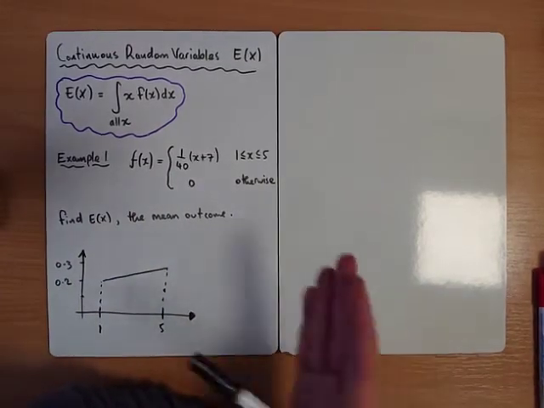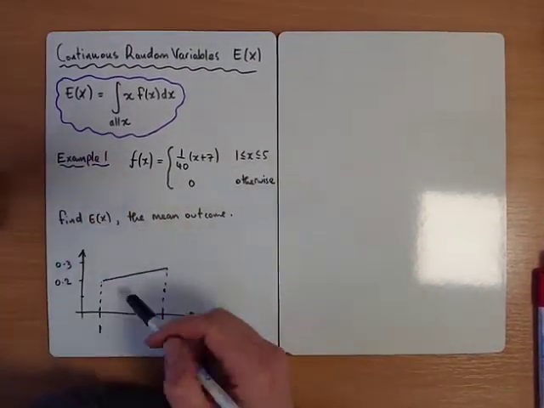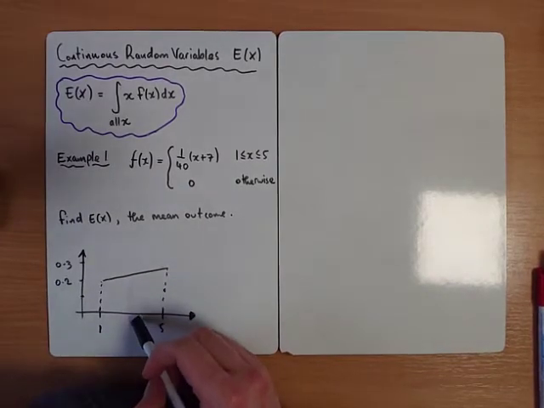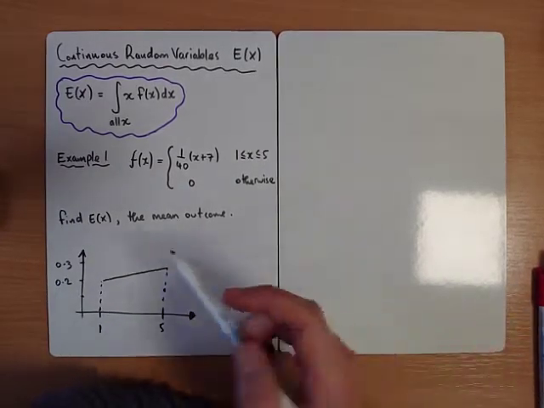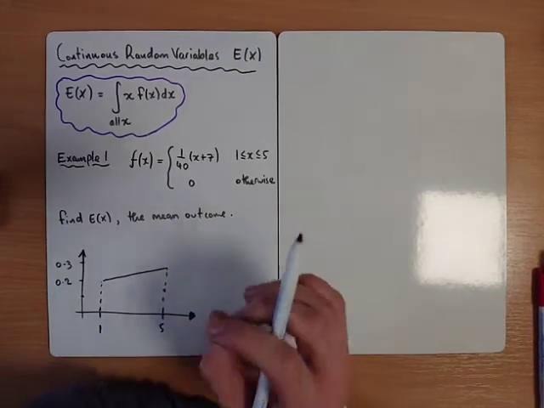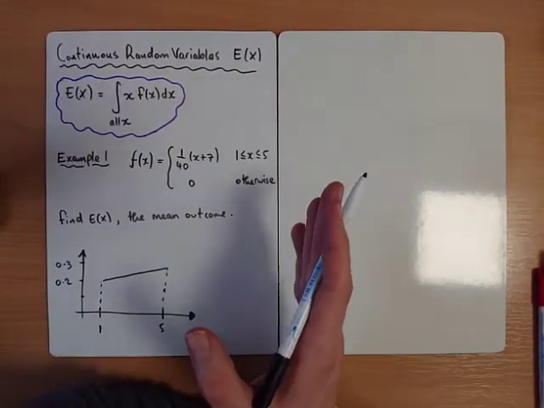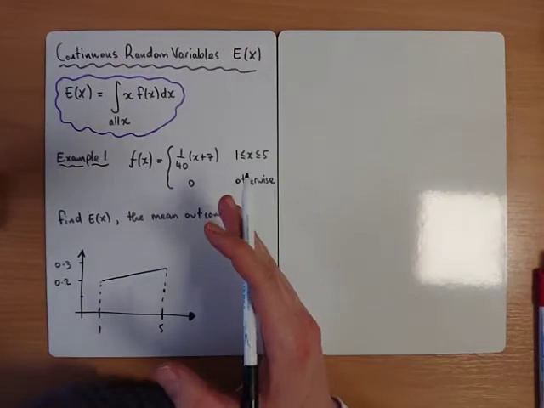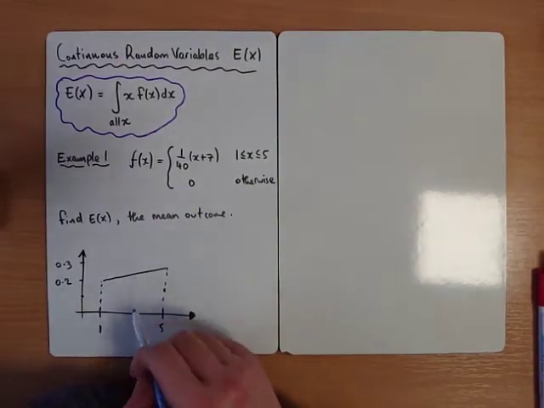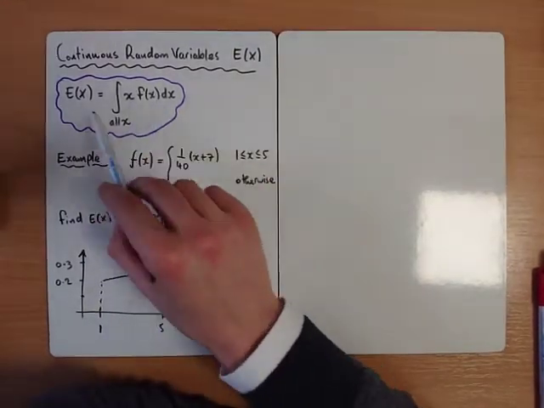You don't need to do this, but it's nice to give you a feel for the answer. I would expect the average to be somewhere around about here. It's similar to the median, but it's not the same as the median. It's not necessarily smack bang in the middle, like with 50% one side, 50% the other side. This is an integral that we have to calculate.